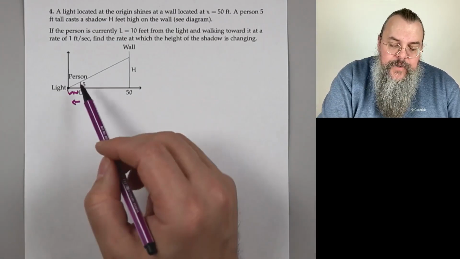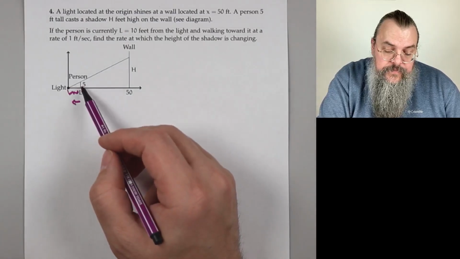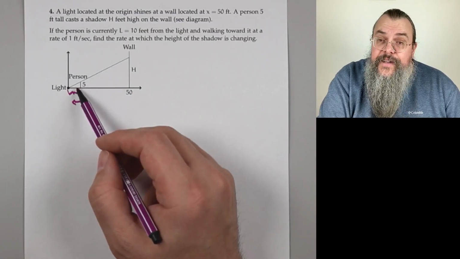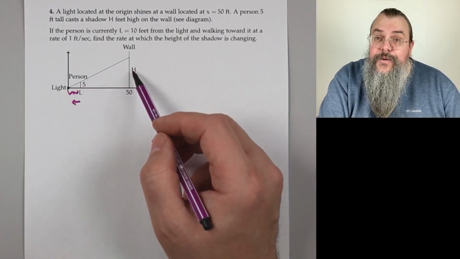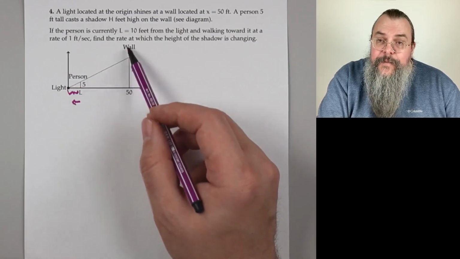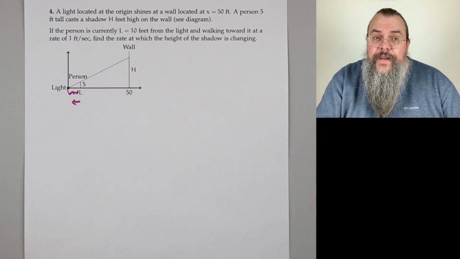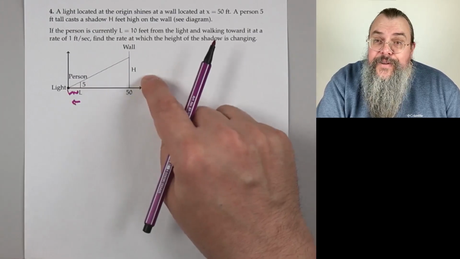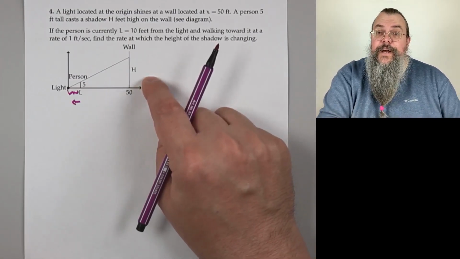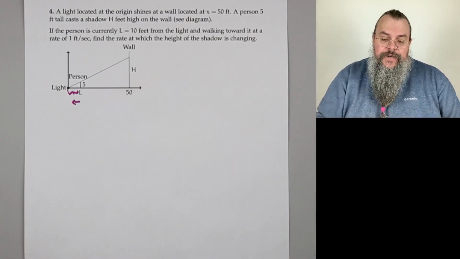All right, let's do a little thought experiment first. If I am a person, because I am, turns out, true story, I am a person, and I move closer to the light, what's happening to my shadow? It goes up. It moves higher. So we know our final answer better be a positive number for the rate at which the height is changing. And if it's not, whoops, go back and check our work.